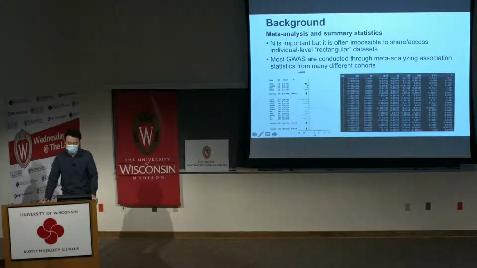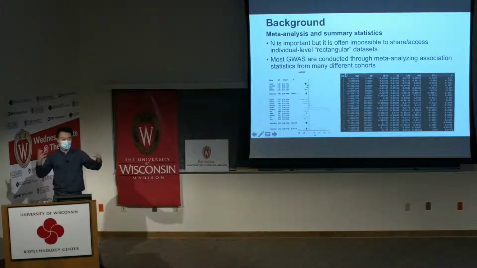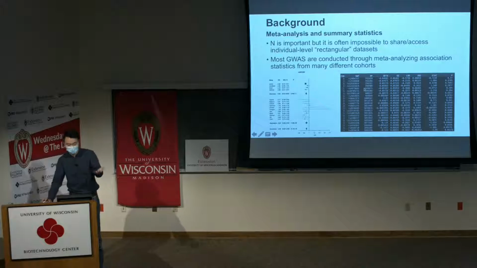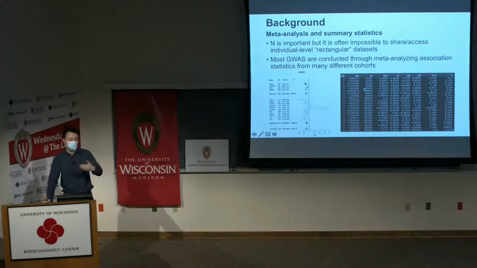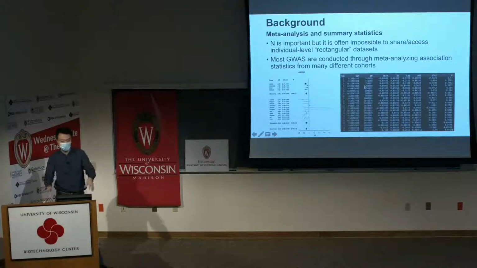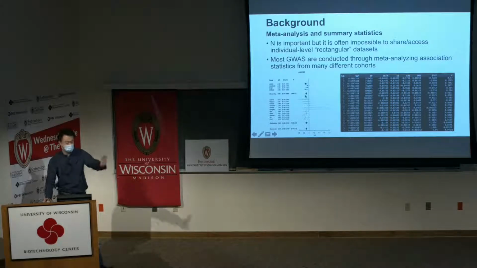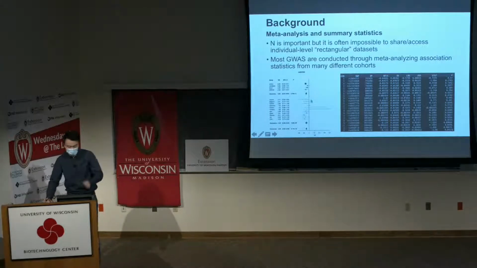If you are able to share this, then let's say we have a GWAS consortium. Someone can pool together these association statistics across 50, 100 cohorts that all contributed data like this and perform a meta-analysis, which is similar to what I'm showing on the left-hand side.